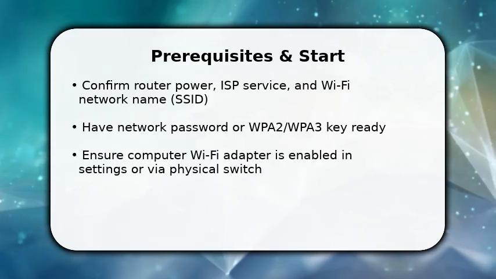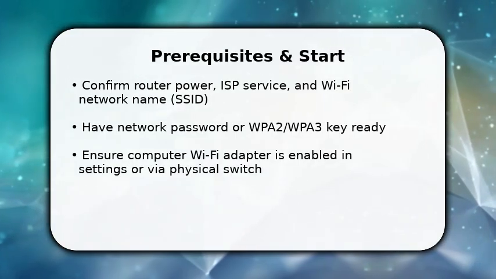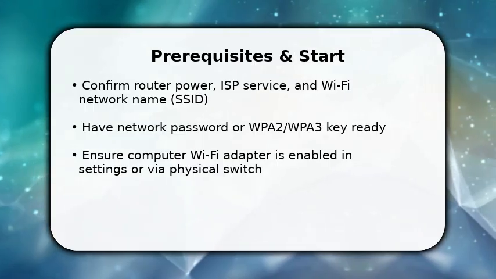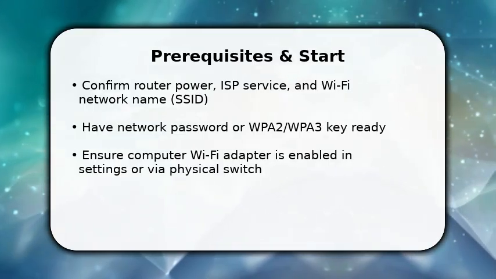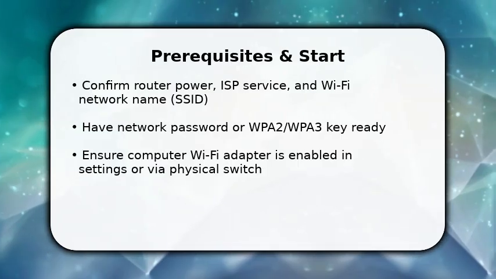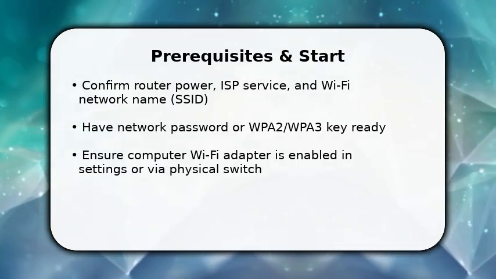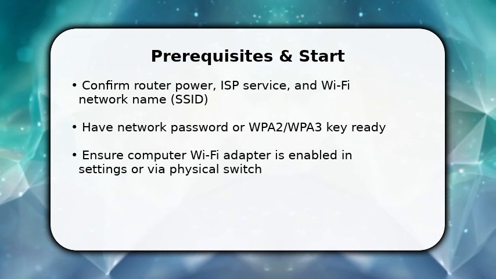You should also enable the computer's wireless adapter in network settings or with the hardware switch. This activates scanning. After that, open your system's network menu to list available SSIDs and identify your home network.